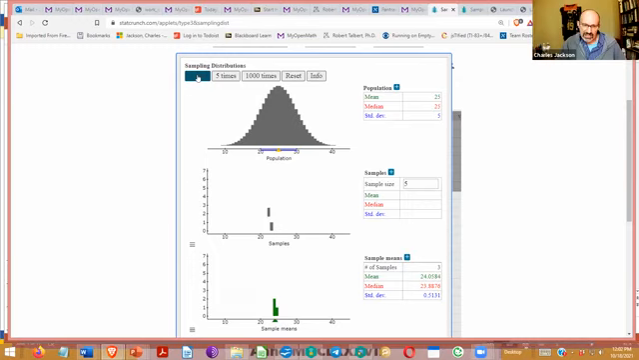So we're going to get lots and lots of samples like that of size 5. Each time there's going to be a mean of the 5 numbers. And that new green distribution will be a sampling distribution of sample means.